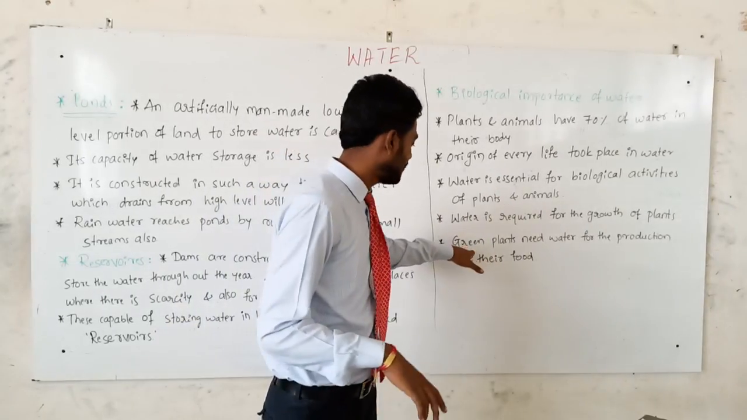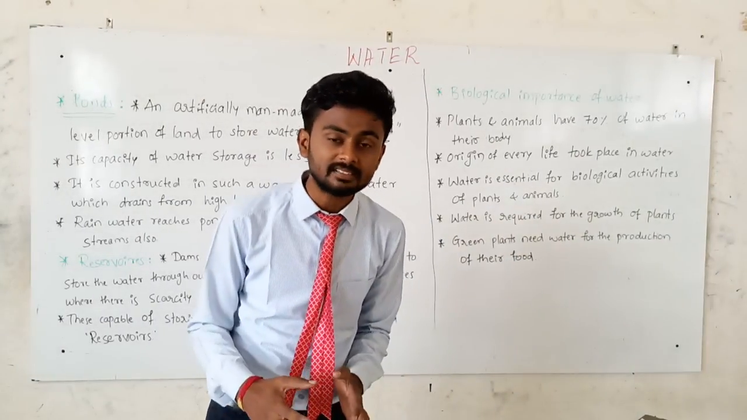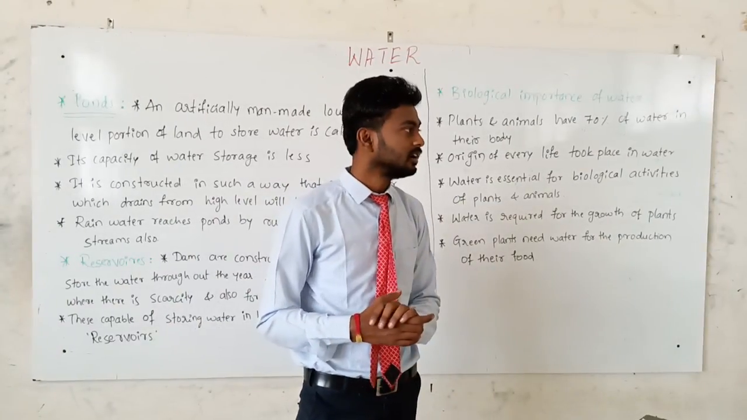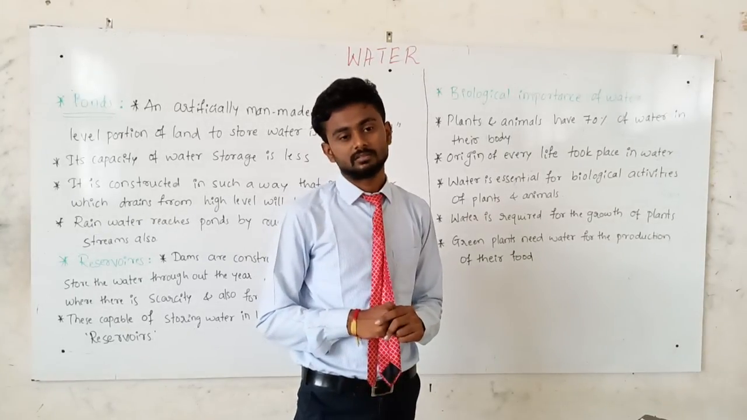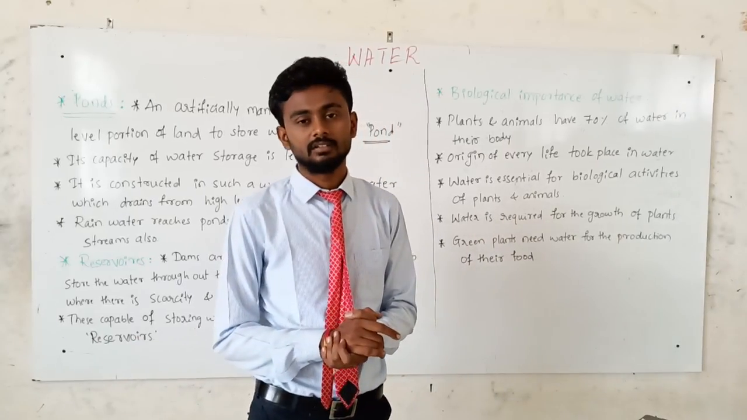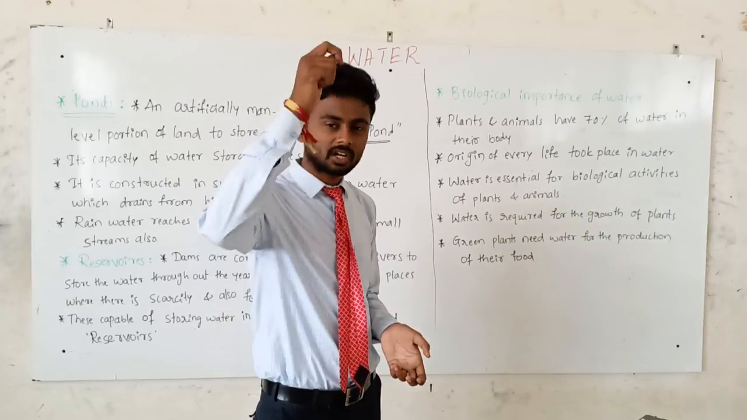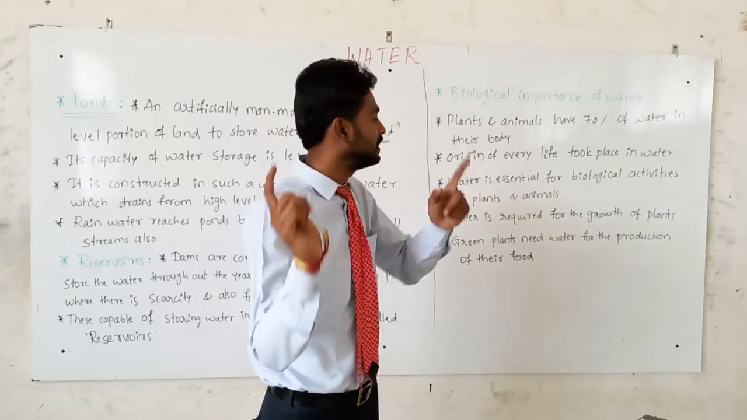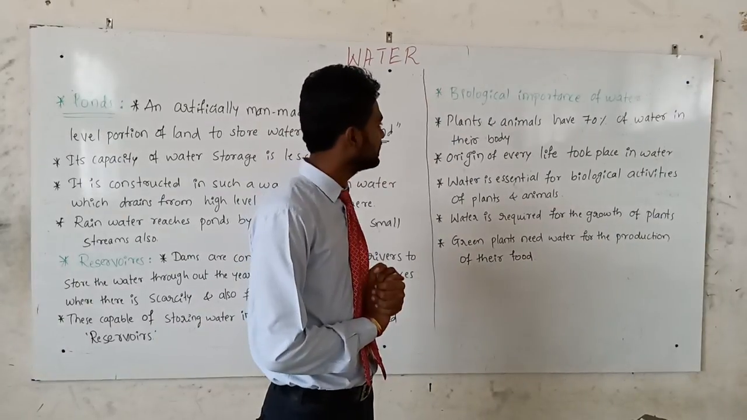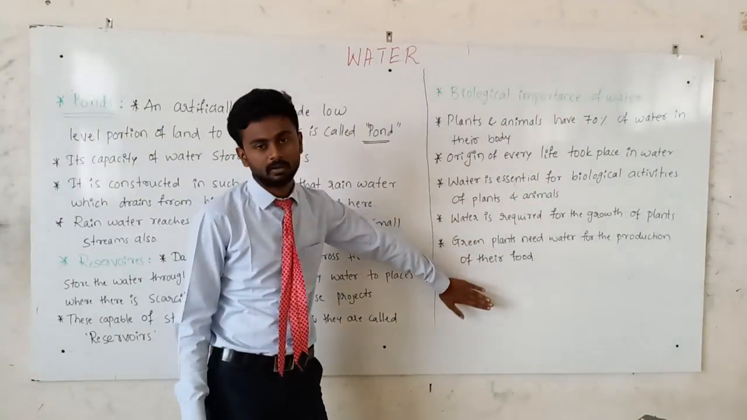Green plants need water for the production of their food. You can take any kind of organism: human beings, we also want food, yes or no? Animals, birds. Each and every animal, each and every organism depends on water. So you can see the biological importance of water.